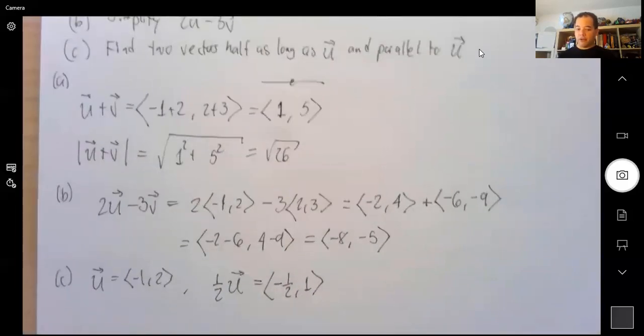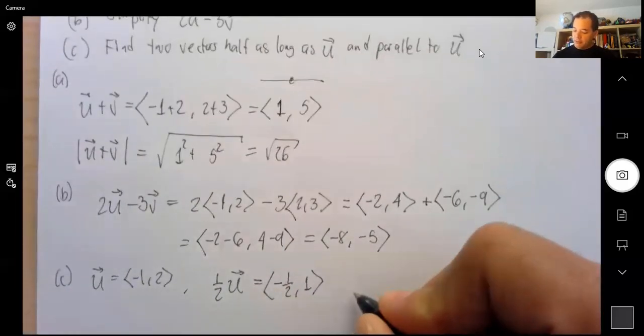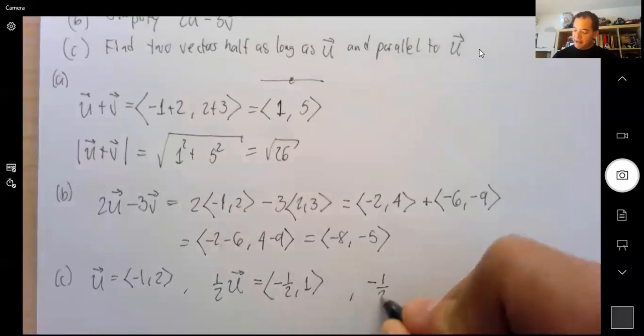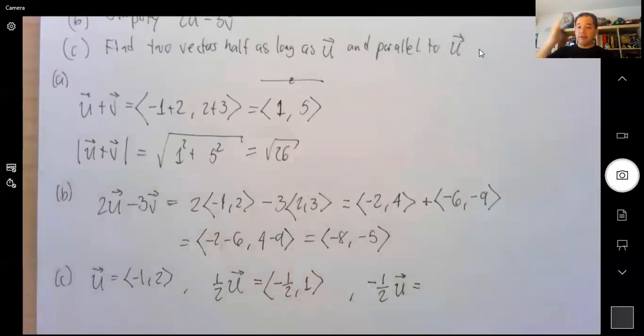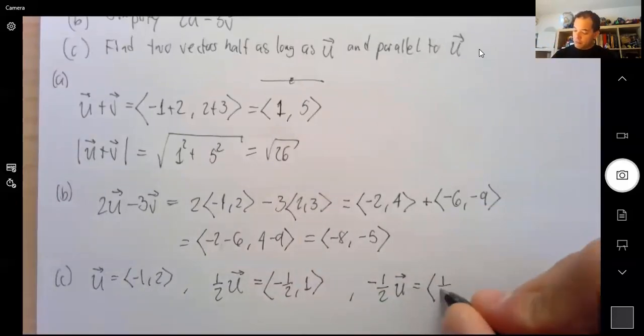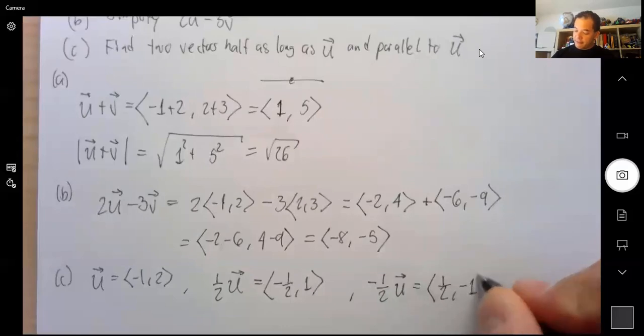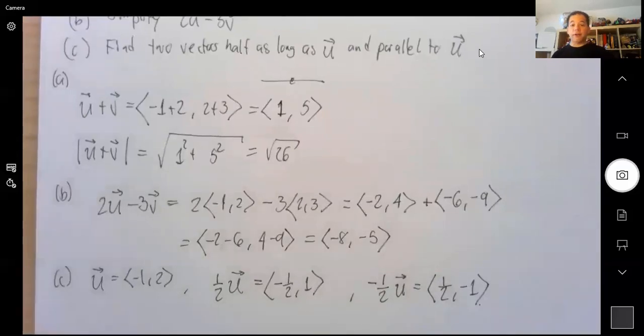Now, how can we find the other one? Well, the other one is if we multiply by -1/2, right? If we multiply by -1/2, it now points in the opposite direction, but it's also half the length. So that will be 1/2, -1. And those are the only two. There are only two solutions of position vectors that have half the length of this one and are parallel to it.